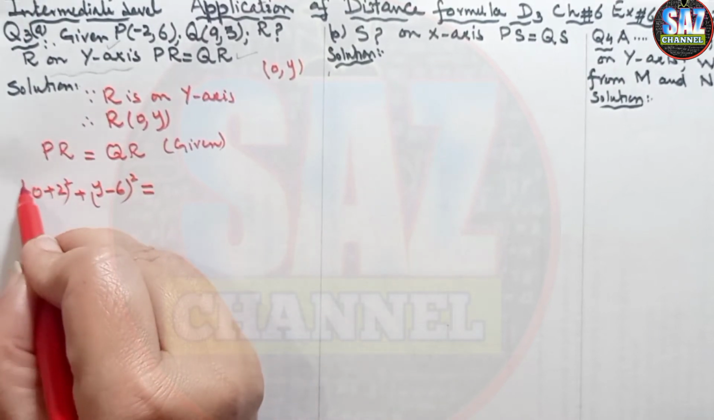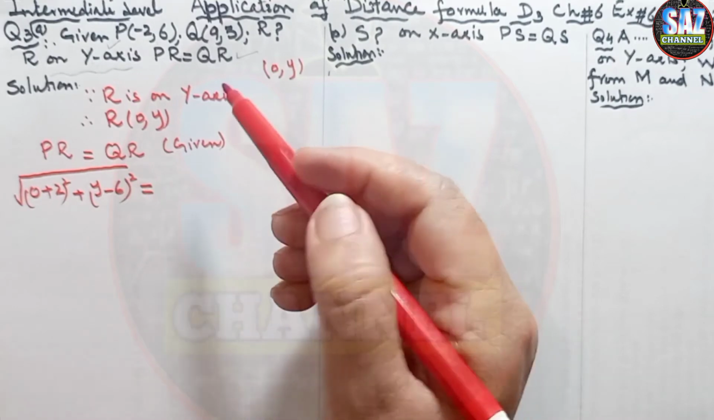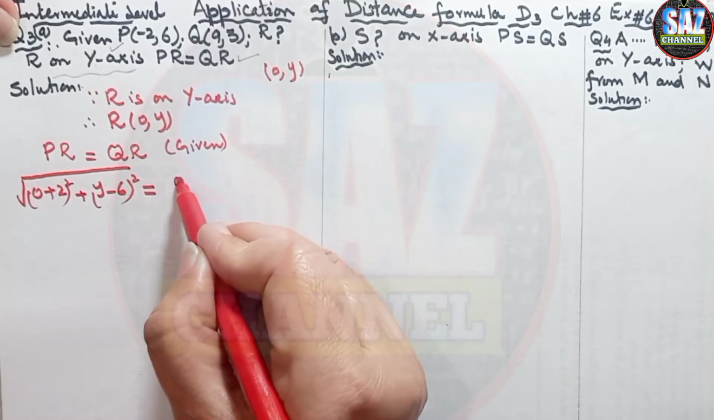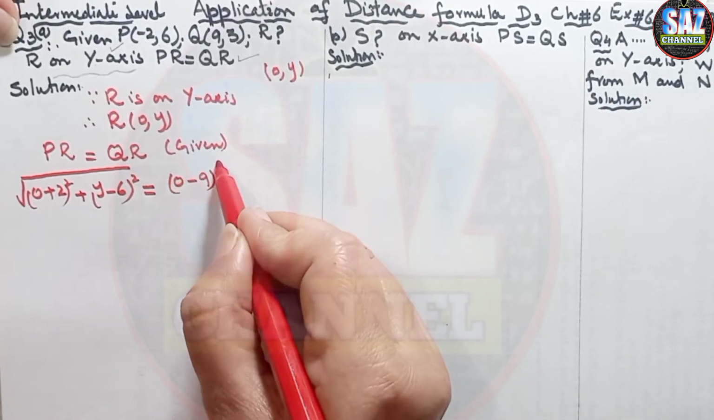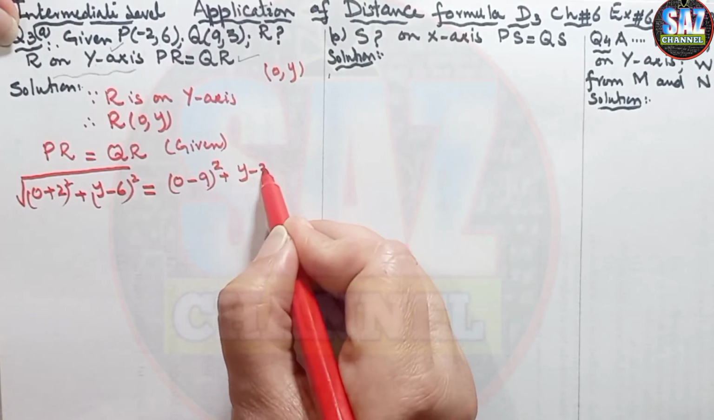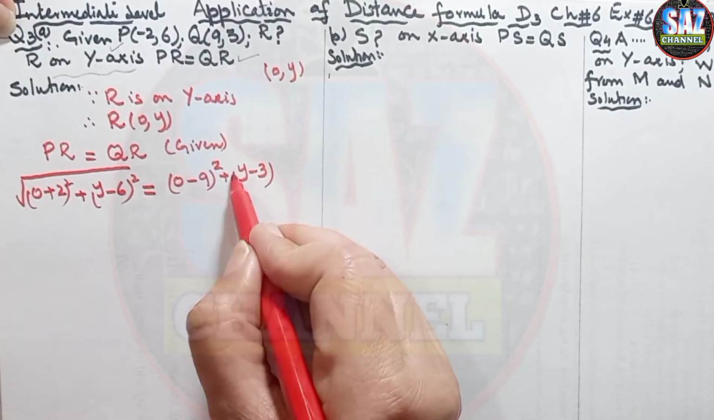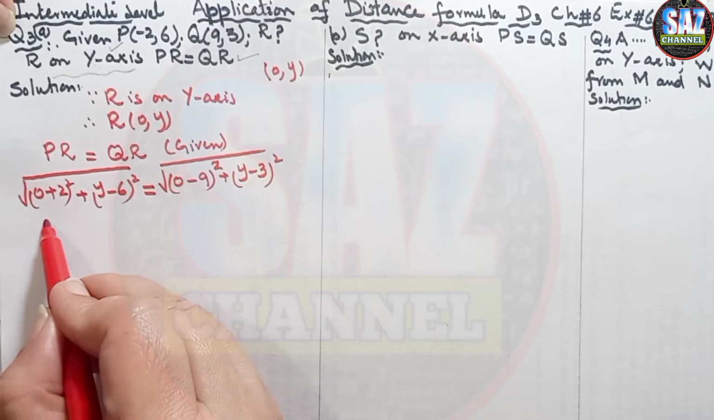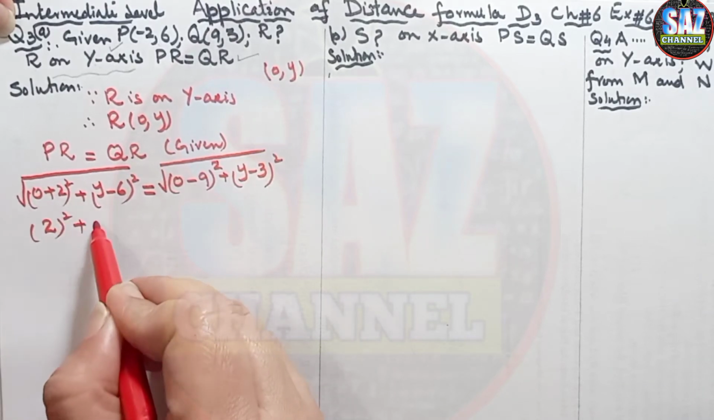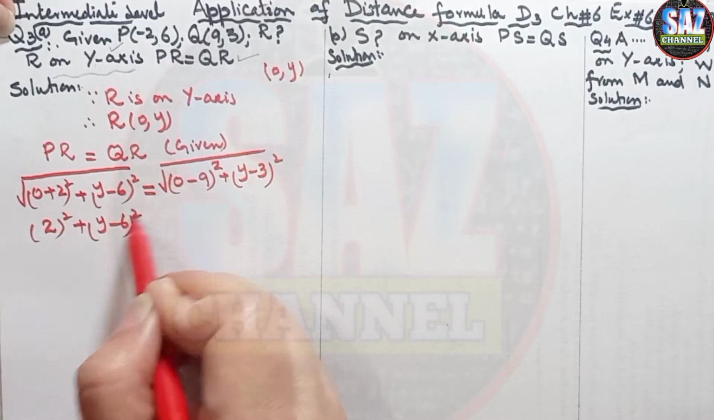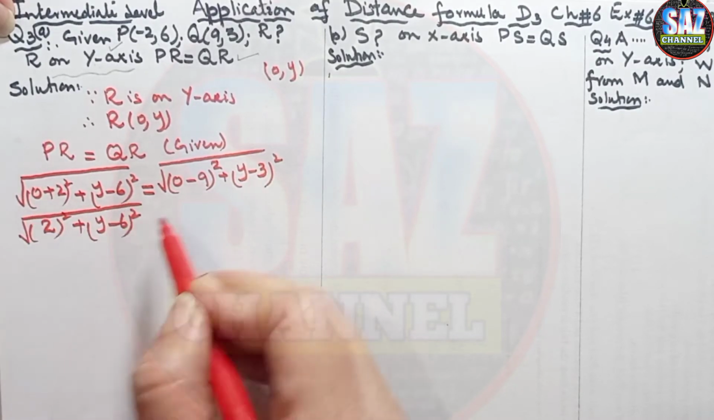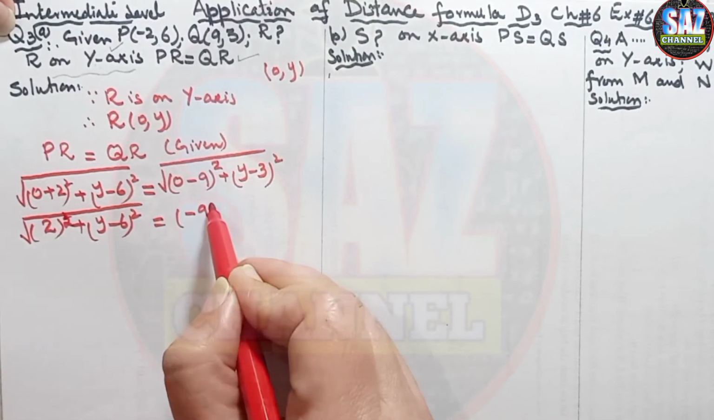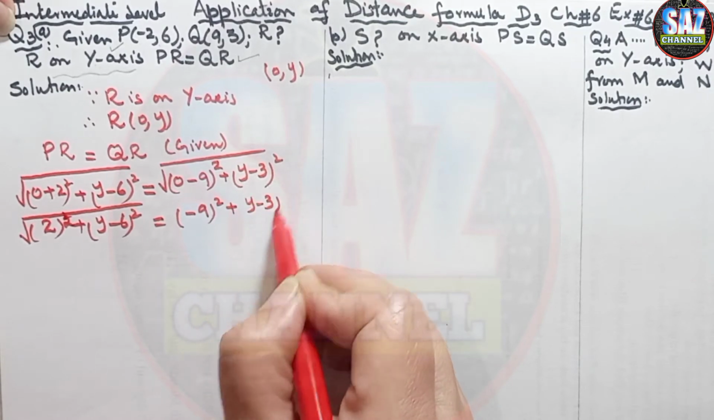Okay, and let me put the square root first and then I'll be moving to the other side. QR. Now R has the x value 0. 0 minus 9 whole square plus y minus 3 whole square. Okay, and now let me close the bracket, and then 2 plus 0 will give me 2 square plus y minus 6 whole square and under the root equals to minus 9 square plus y minus 3 whole square.